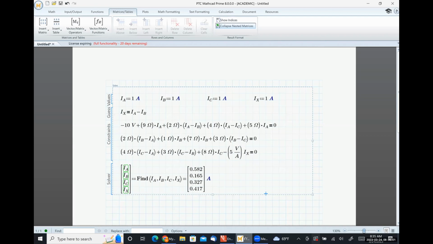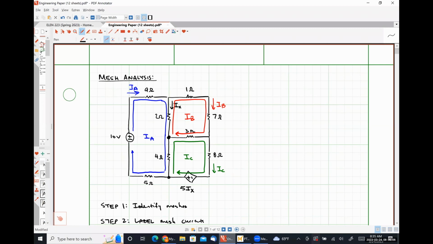All right, so let's look back over here. Let's say that we want to find the power supplied by our dependent source. That's going to be something pretty straightforward, right? We need the voltage drop across our dependent source, which is simply 5Ix, times the current flowing into the negative polarity terminal of our dependent voltage source, which is just IC, right?